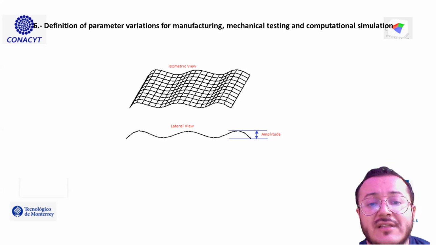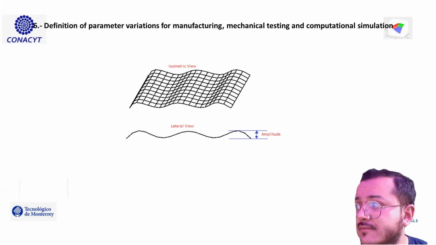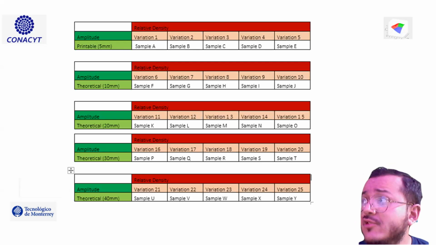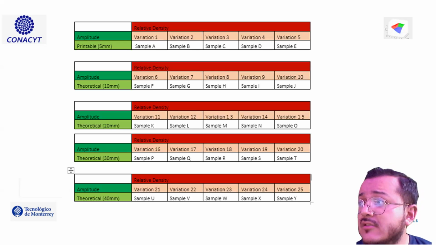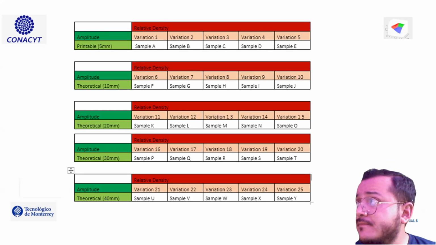But the simulation and the FEM analysis will be performed in all lattices. This is the distribution of how the samples will be analyzed. Only the first amplitude will be printable, and the next 4 will be only theoretical.